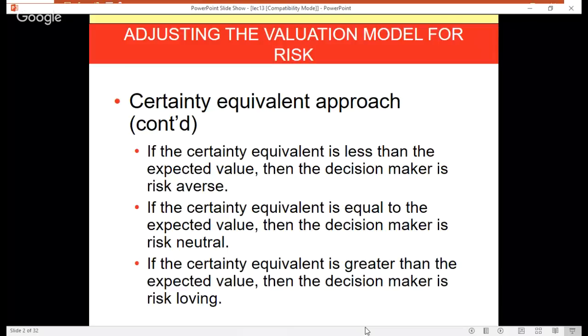If the certainty equivalent is equal to the expected value, then the person is risk neutral. And finally, if the certainty equivalent is greater than the expected value, then the decision maker is risk loving.